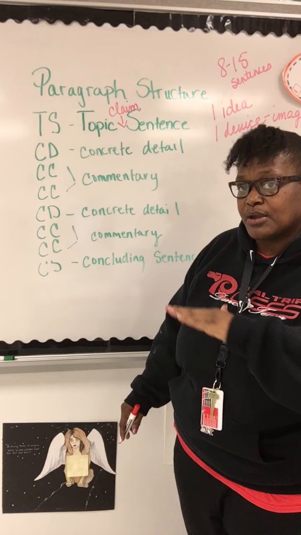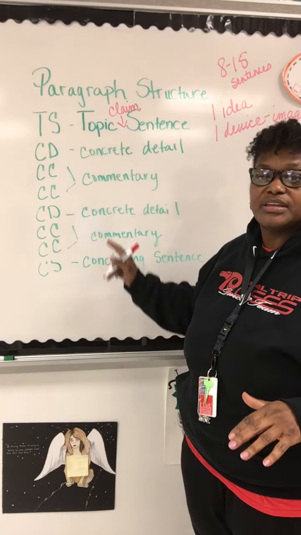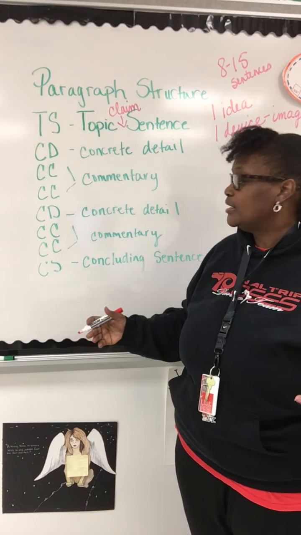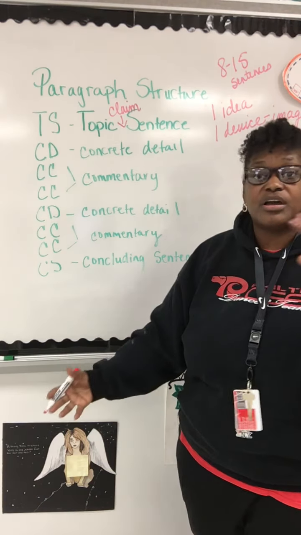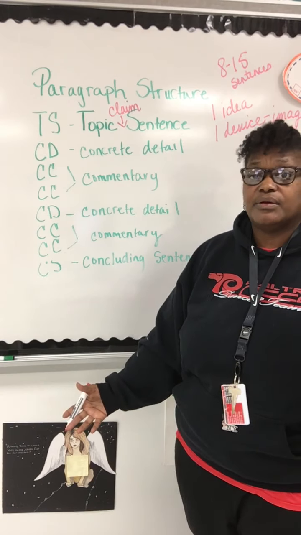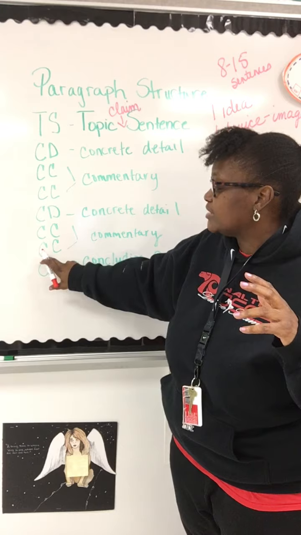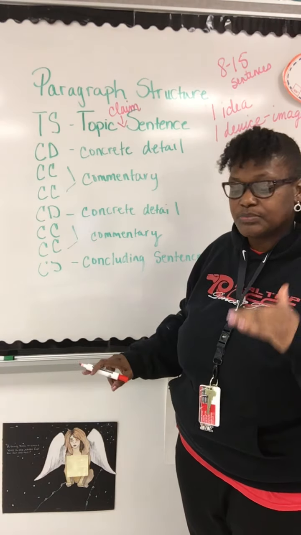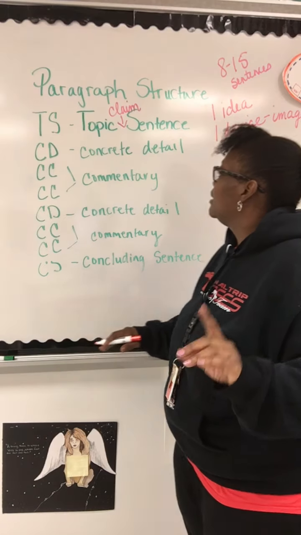Now, at the bare minimum, we always require at least 2 pieces of evidence in AP literature, right? However, this formula can be elongated. It can be extended, all right? If you have 3 pieces of evidence, we would basically just add a CD and CC here, and you would just keep going down until you were ready to stop adding evidence, all right?